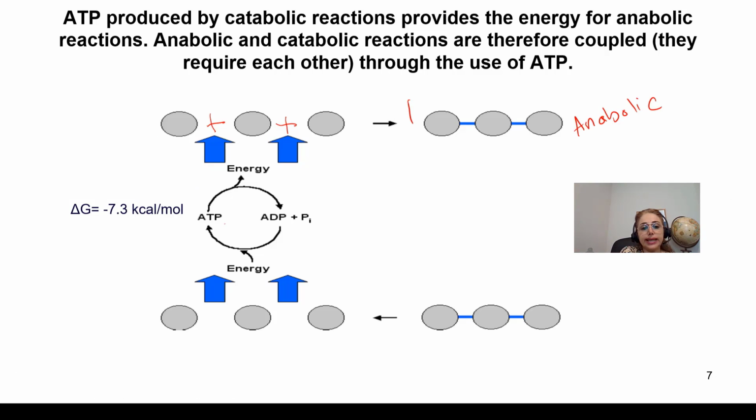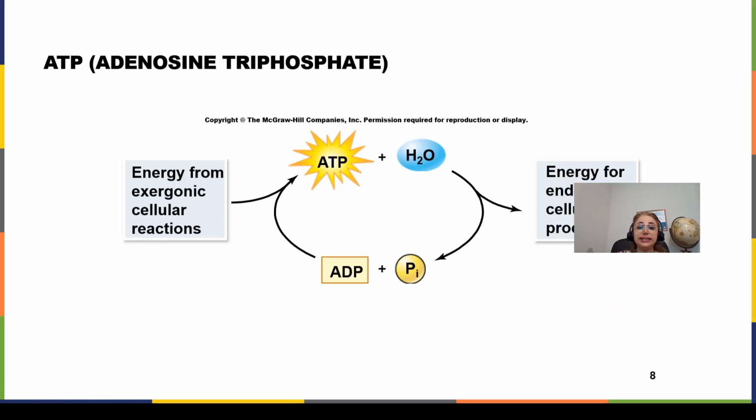So how is ATP formed? When you want to make ATP from ADP and this phosphate group, you need to put energy into the system. By breaking down complex molecules into their components, energy is released. This is a catabolic reaction. As you see here, anabolic and catabolic reactions are coupled through the use of the ATP molecule. This is called energy coupling.